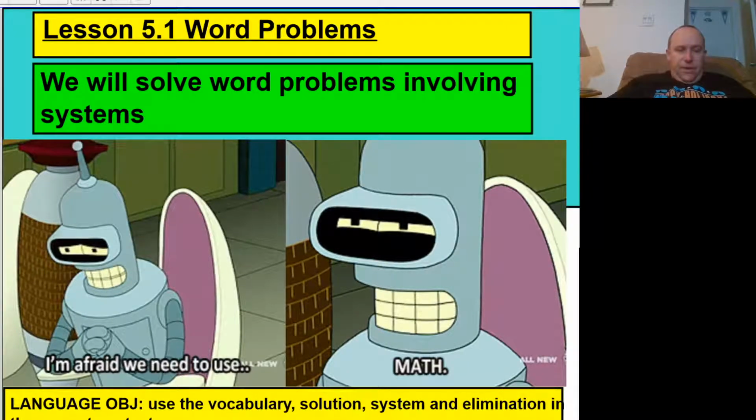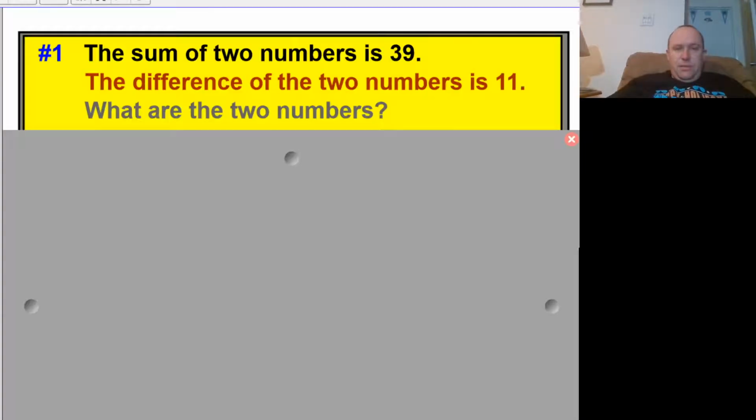Alright, this is lesson 5.1. This is our lesson on word problems. So in lesson 5.0, we focused on how to solve a system of equations by typing them into Desmos. Basically, we look to see where they intersect, and then we copy down that coordinate. If they're parallel lines and don't cross, we put no solution. And if it's just one single line, we put infinite solutions.